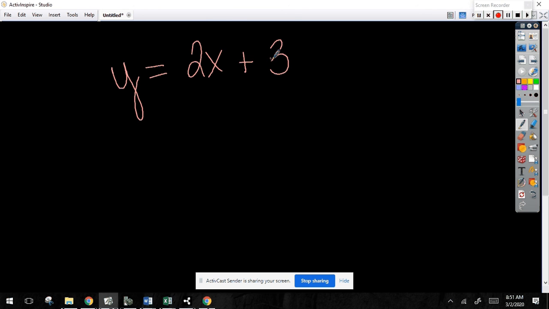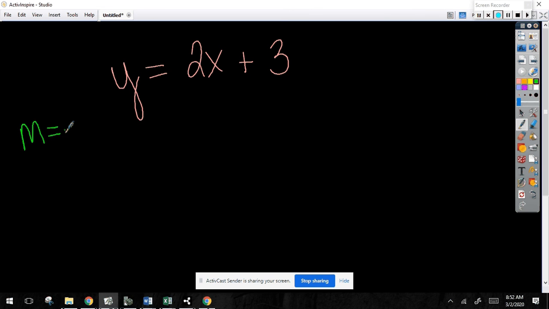Is this one in slope-intercept form? Yes. y equals mx plus b. It is. If this is in slope-intercept form, what is the slope?